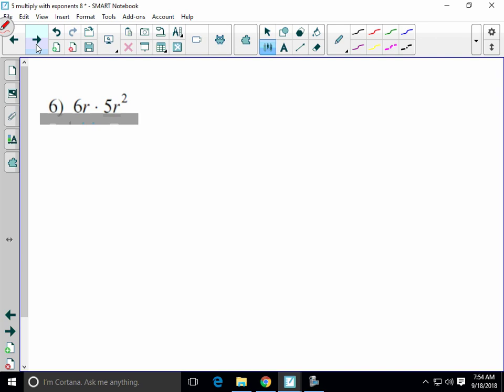For number 6, now we have numbers in front of our variables. They're called coefficients. I'm going to multiply those numbers like I would multiply regular numbers. 6 times 5, you knew since elementary school. That's not going to change. 6 times 5 is 30. We're worried about the variables and the exponents. So I have r to the first, and I have r to the second. So 1 plus 2, that would be r to the third power.